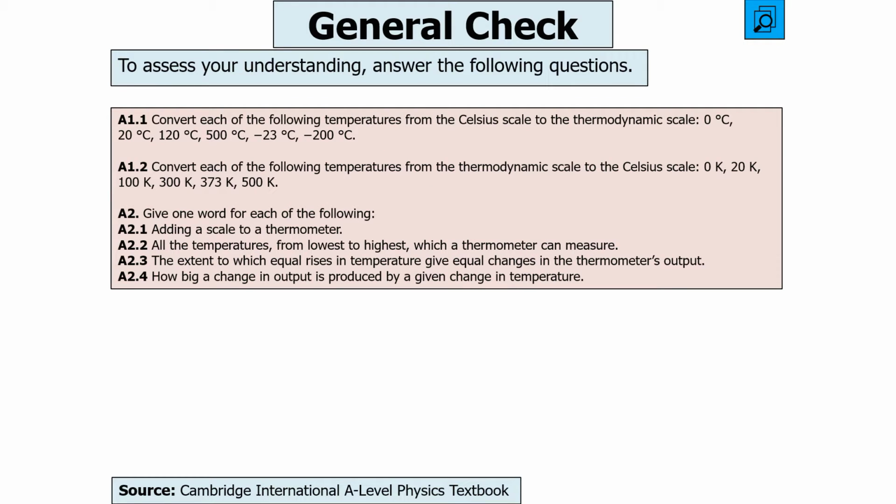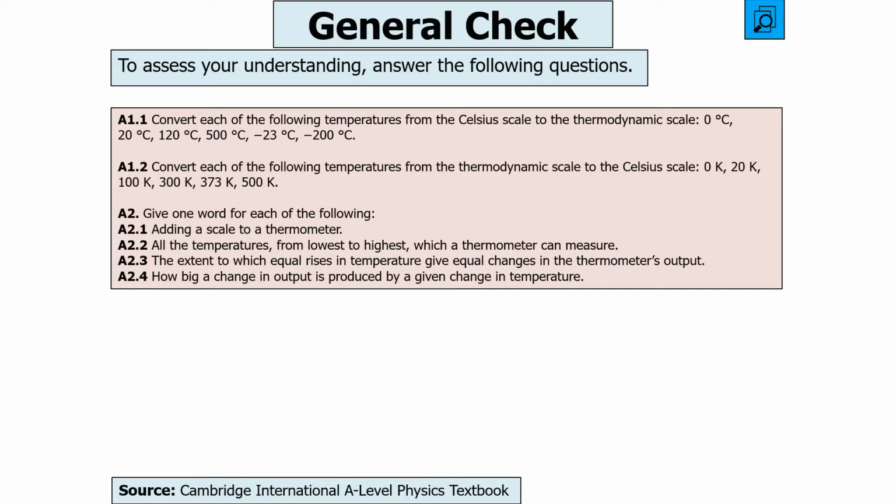The next question says, convert each of the following temperatures from the Celsius scale to the thermodynamic scale, which is the Kelvin scale. So 0 degrees Celsius, 20 degrees Celsius, 120 degrees Celsius, 500 degrees Celsius, minus 23 degrees Celsius, and minus 200 degrees Celsius. Then convert the following temperatures from the thermodynamic or Kelvin scale to the Celsius scale. 0 Kelvin, 20 Kelvin, 100 Kelvin, 300 Kelvin, 373 Kelvin, and 500 Kelvin.